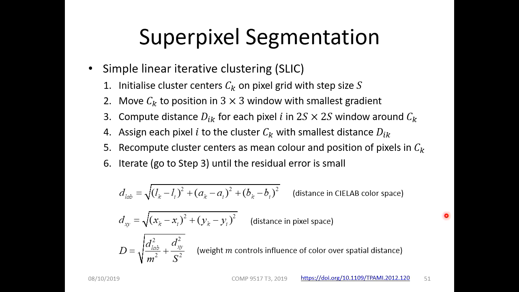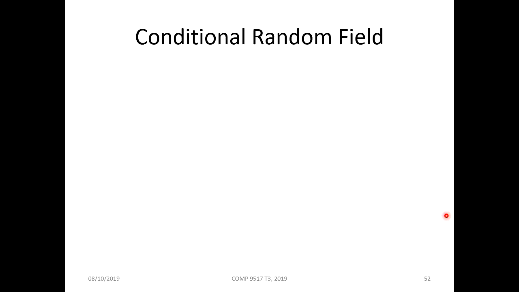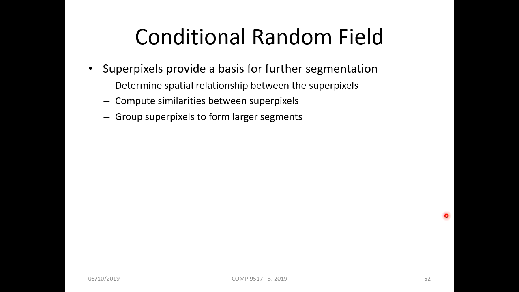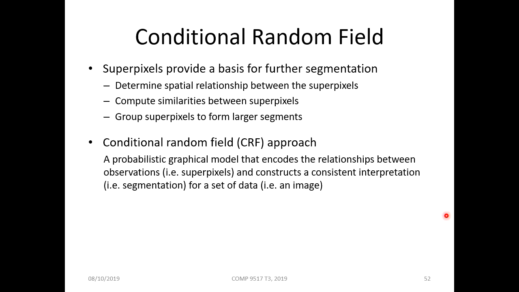Whether you look at it from the pixel level or the superpixel level, one way to end up with a segmentation, so to ultimately do the merging, is what is called a conditional random field approach. Oh, this I already explained, I think. Very generally stated, this is used in many fields, but it is based on a graphical model representation of the problem. I'm going to show you in a second. You encode relationships between observations, in this case the superpixels, and then construct a consistent interpretation, segmentation of the data.